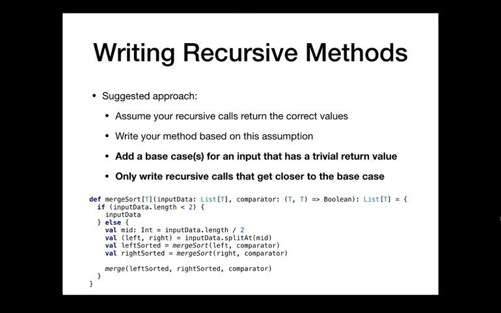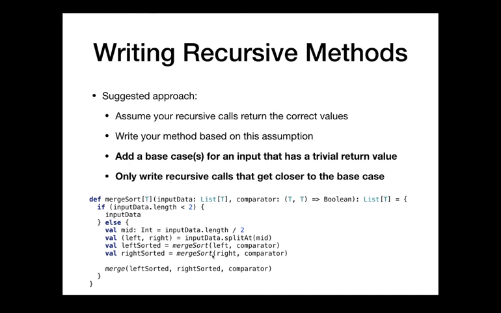Then we added a base case and said, okay, well, if the list is already sorted, which means it's size 1 or 0, just return it. That's our base case, and this is any trivial input, any input where the output is trivial. That can be a valid base case. That's something you want to use as a base case.